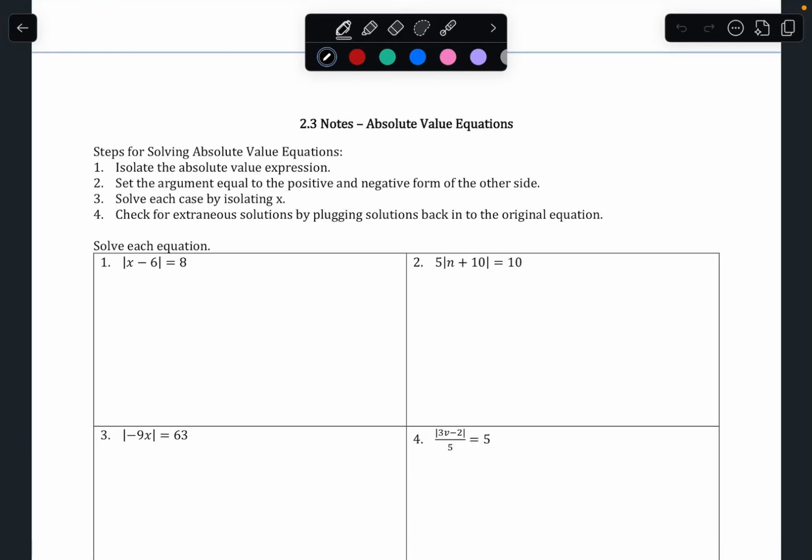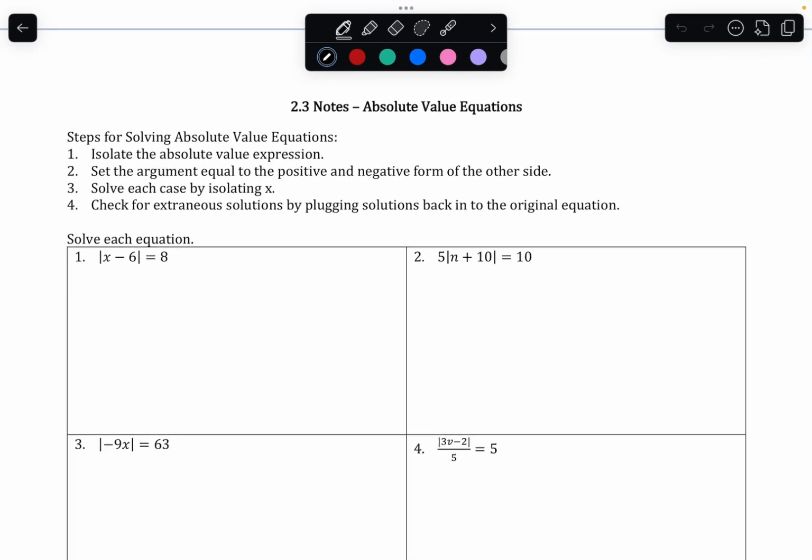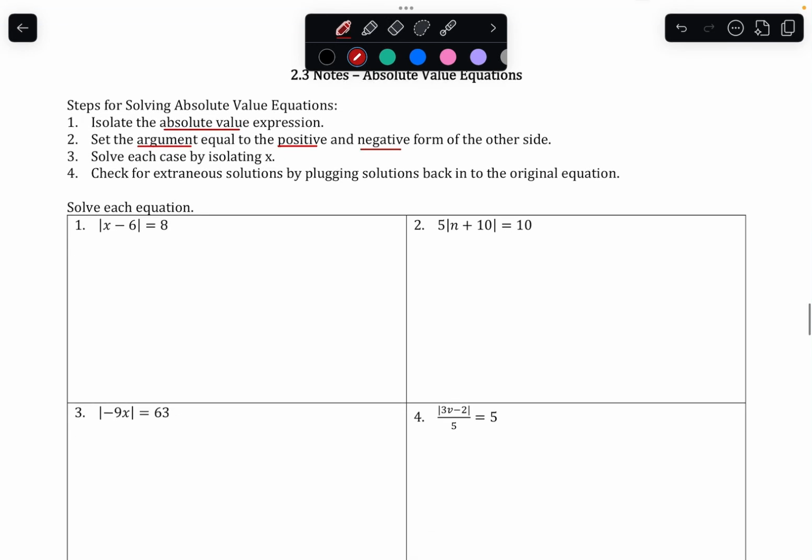All right, in this lesson, we are going to go more in depth on solving absolute value equations. So here we have a list of steps. Your first step is to always isolate the absolute value bars. Get everything outside of the bars away before you start writing your cases. After you have isolated the absolute value bars, you set the argument of the bars equal to the positive and negative form of the other side. After you do that, you're going to solve each case. So you're going to have two cases and then check for extraneous solutions.